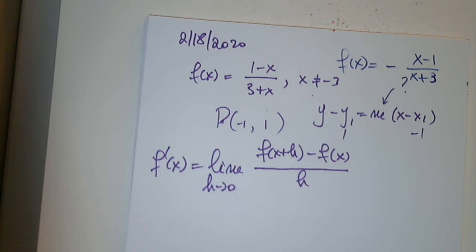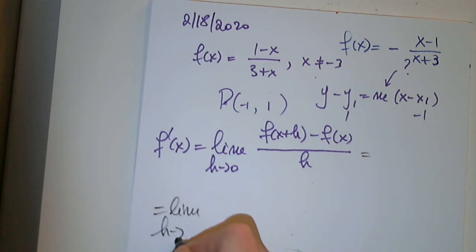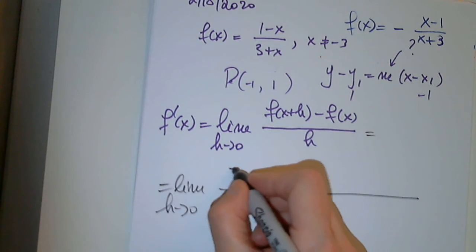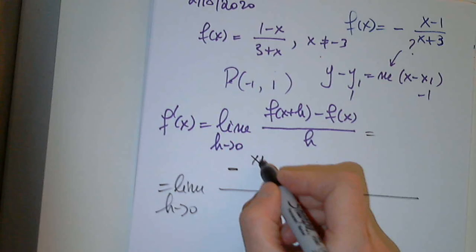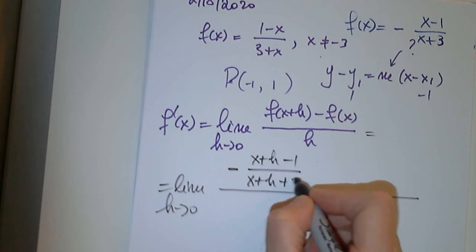Do you have to do this? No. It's just that I'd like to keep everything as neat as possible. And this is what I like. The (x minus 1) over (x plus 3), even if it has a minus in front, which is okay. So then when I put it in, I will have minus in front, but that's okay. (x plus h minus 1) over (x plus h plus 3).